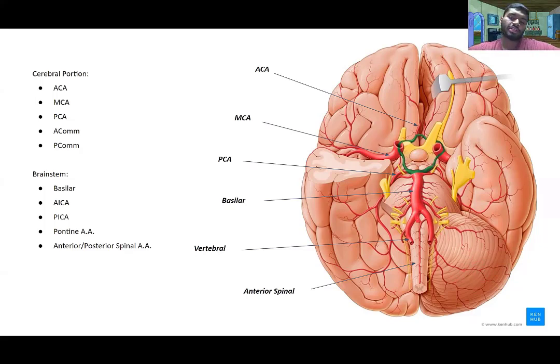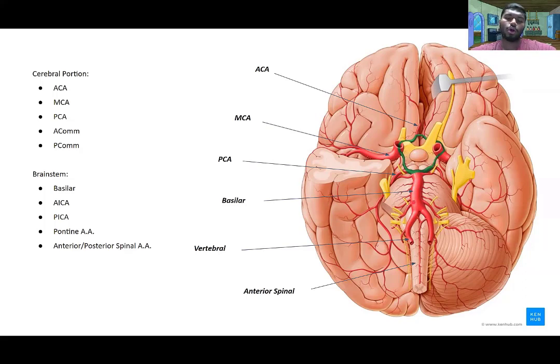Now, the vertebral arteries I mentioned will converge with each other and form the basilar artery. You can see how it kind of looks like a snake, snaking its way up this portion of the brainstem called the pons, right? It's called the basilar artery because snake in Latin is basilisk. They said, oh, it looks like a snake, we'll call it the basilisk or the basilar artery, right?